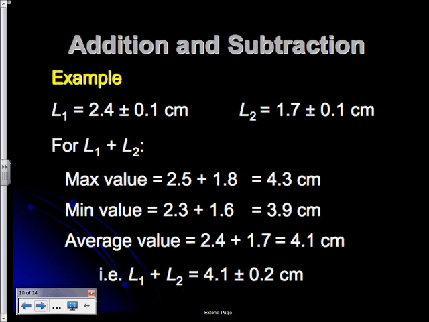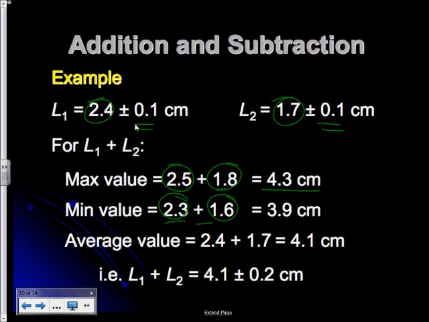So if we've got a length with an uncertainty of 0.1 and another length, if we add those two lengths together, well, this 2.4 could lie between a maximum value of 2.5 and a minimum value of 2.3. The 1.7 could lie between a maximum value of 1.8 and a minimum value of 1.6. So when we add these numbers together, the most extreme situation would be that the largest value of one and the largest value of the other add together to give us 4.3. And the opposite extreme would be the two smallest values adding to 3.9.